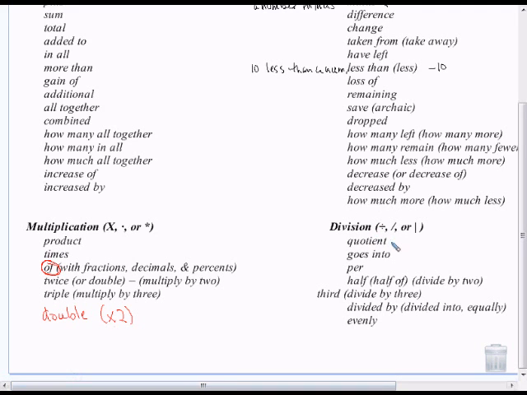Okay, and then division, you have quotient, goes into, per, half is to divide by 2, third is to divide by 3, divided by or evenly. Evenly means to divide things into even groups.